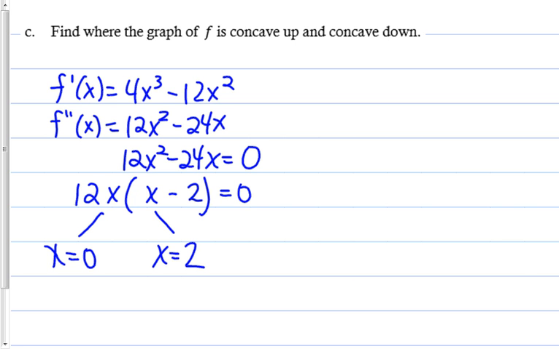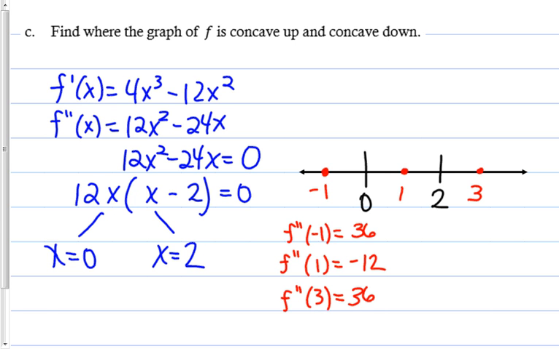So I make my sign chart. And I'm going to use my critical values, which are 0 and 2. And then I'm going to pick values in between, or test values to either side. So let's see, negative 1, 1, and 3. Right, don't want to make it more complicated on myself. And now I'm going to plug in these values into my second derivative. All right, so I plugged in my values to my second derivative, and I got a plus here, a minus here, and a plus here.